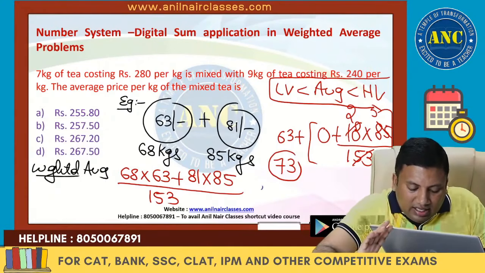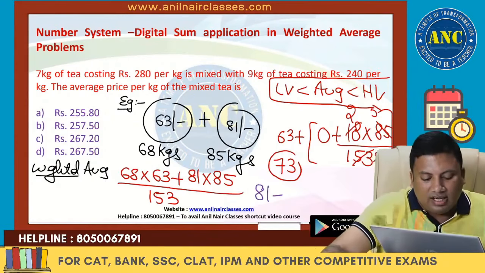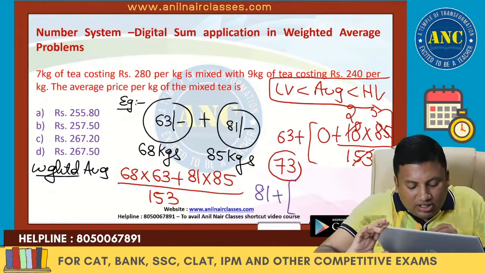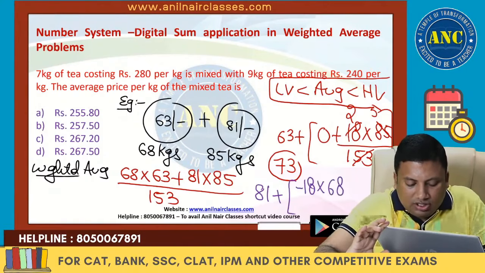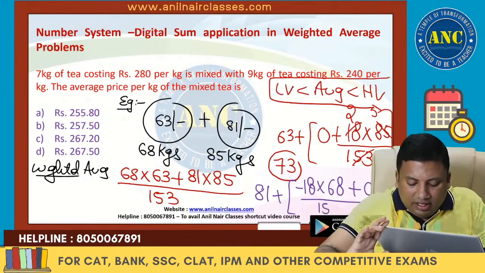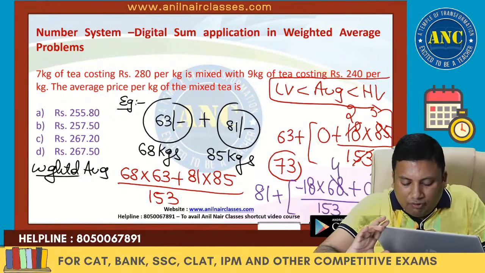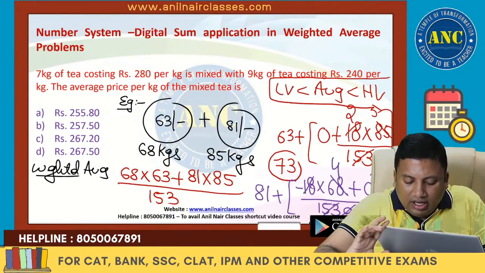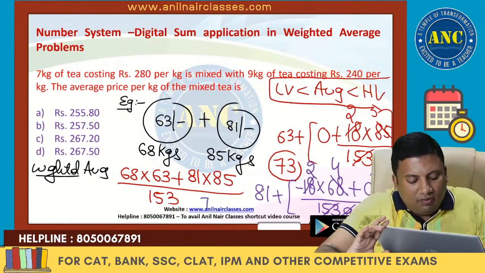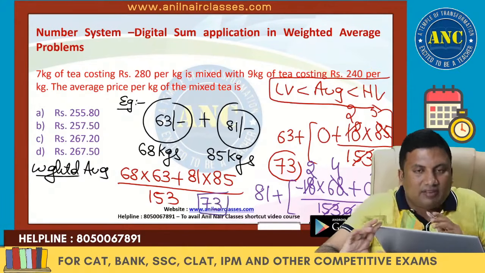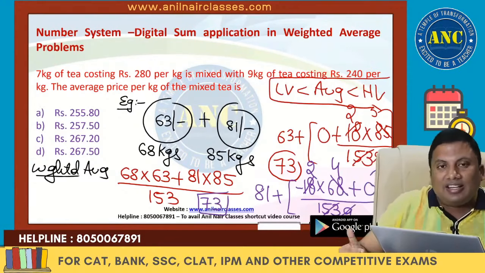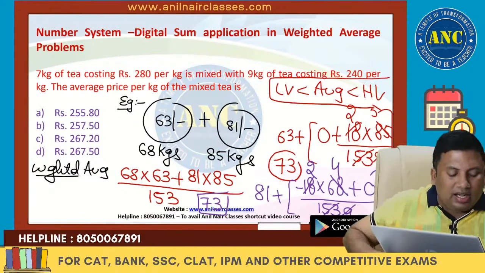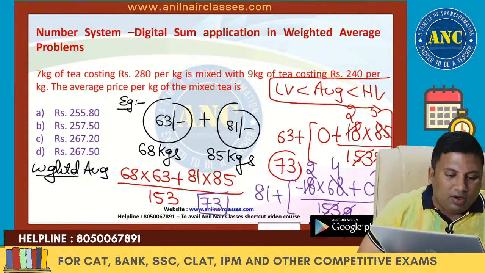Sir, can I take the highest value? Average is always lesser than the highest value. 63 is 18 less than 81. Minus 18 into 68. At 81, deviation is 0, divided by 153. 17 4s are 68, 17 9s are 153, 9 1s are 9, 9 2s are 18. 81 minus 8, it is nothing but 73. Average is greater than the lowest value. Average is lesser than the highest value. You can use any concept, you will get the answer. I hope it is clear.